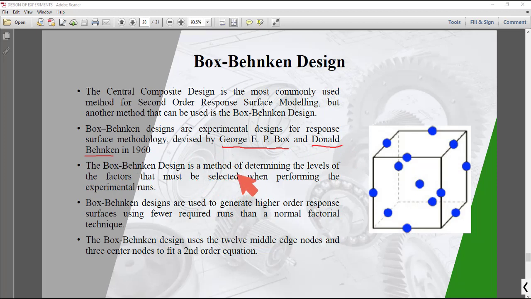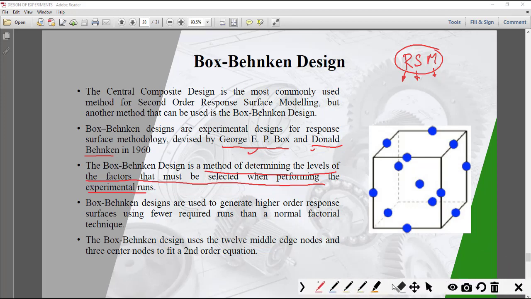Okay, why is it used? It is a method of determining the levels of the factors that must be selected when performing the experimental runs, right? We have to do RSM experimental runs. So what should be the values of the factors that we should take when doing this RSM run? RSM stands for response surface methodology. So how can we select the values of the factors for the response surface runs? We can find out the values of the factors by using the rules of Box and Behnken. So what do their rules say?